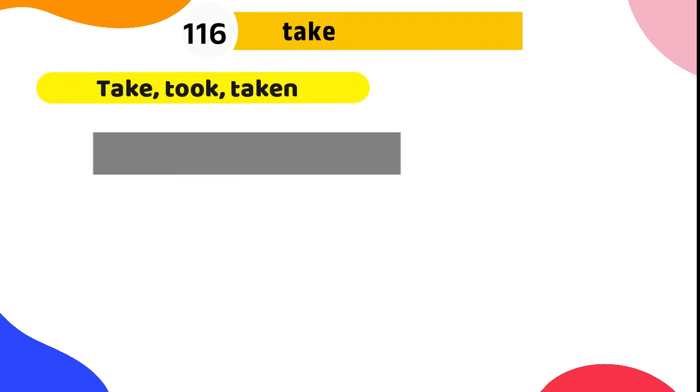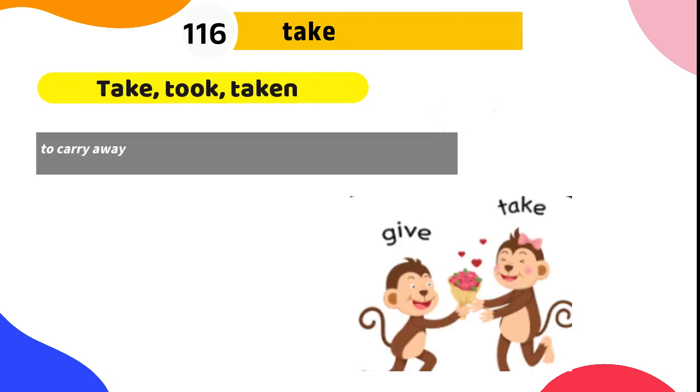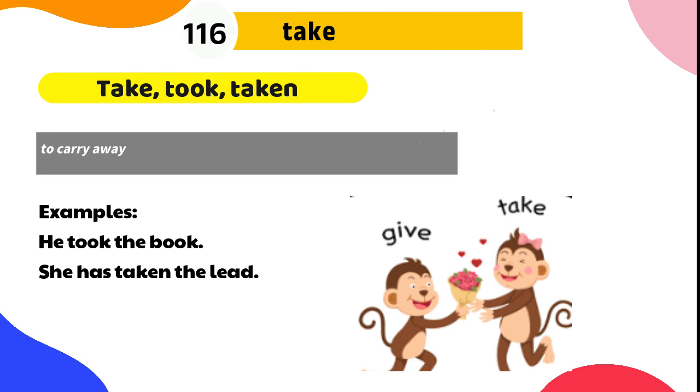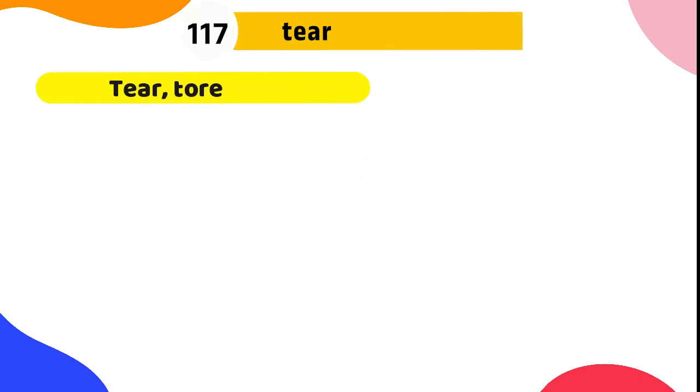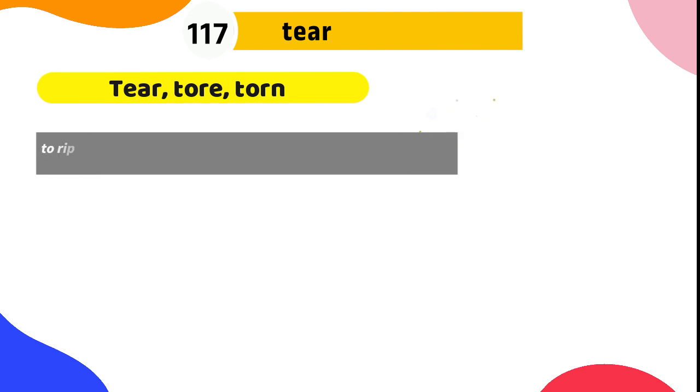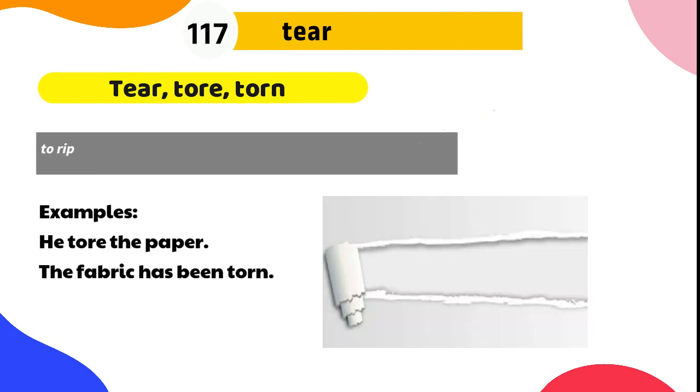Take, took, taken. Meanings: to grasp, to carry away. Examples: he took the book. She has taken the lead. Tear, tore, torn. Meanings: to rip, to separate by force. Examples: he tore the paper. The fabric has been torn.